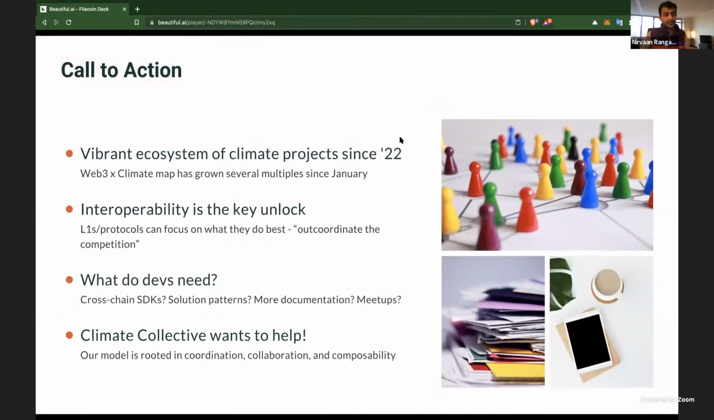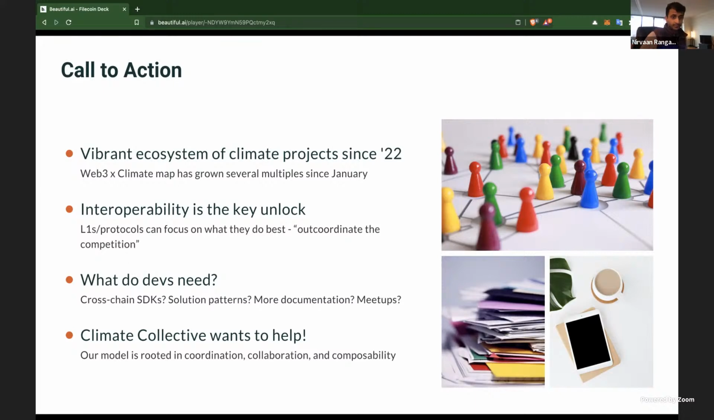So yeah, I'll just wrap up here. I think the call to action is that there's a vibrant ecosystem of projects. The map that we put together has grown so many multiples since we started in January. Second, this weekend really showed me that interoperability is the key unlock. We talk about Lego blocks a lot, and composability. Each L1 and protocol ideally wants to do everything, but maybe should focus on what they do best. And then we can combine and put the pieces together, as I was alluding to in the previous slides.